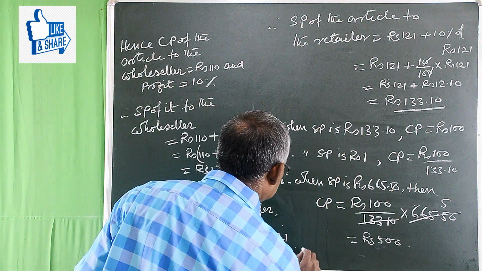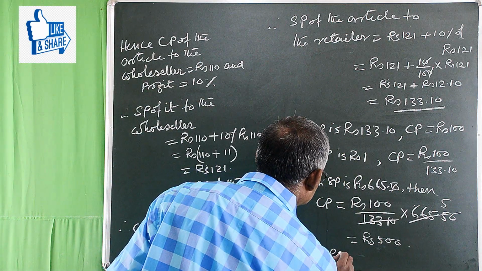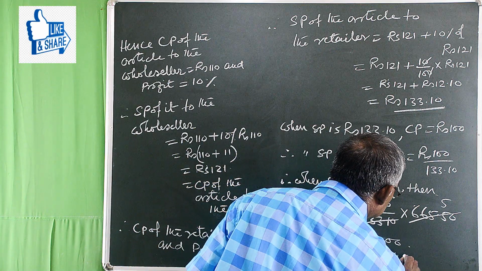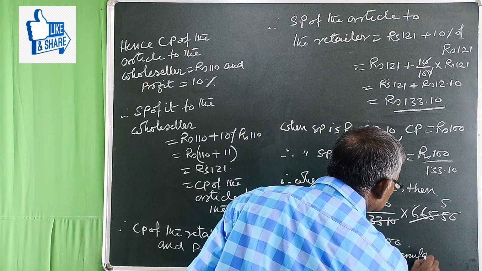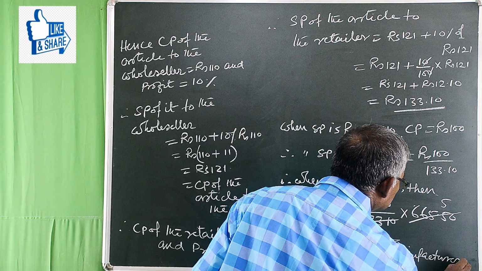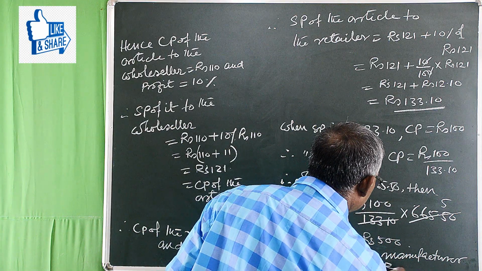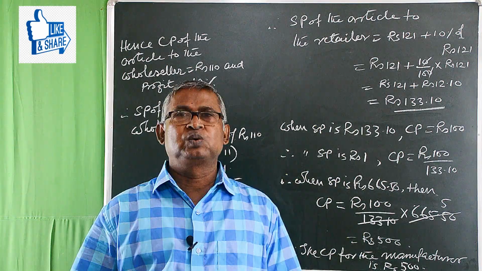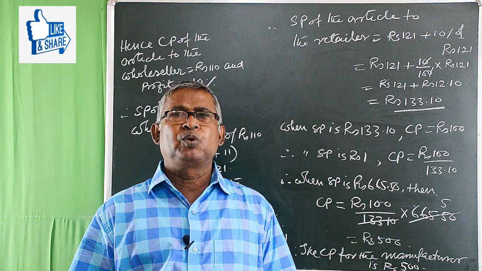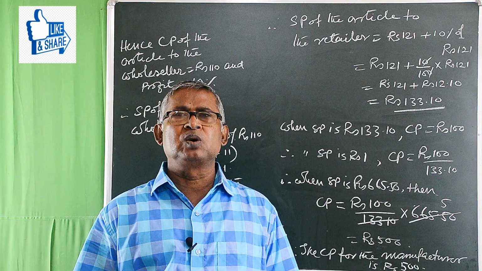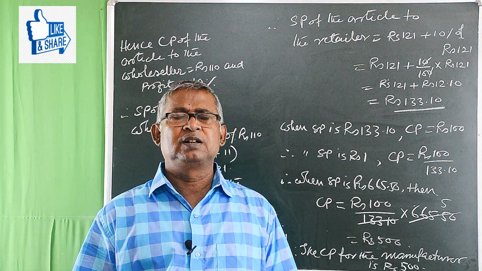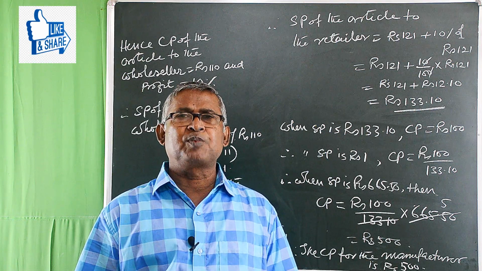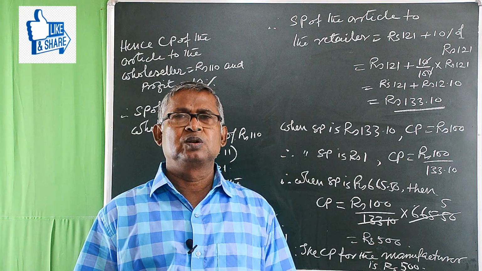Therefore, the cost price for the manufacturer is rupees 500. Students, in this video, 4 important problems on profit and loss are solved here. In my next video, you will get some harder problems on profit and loss.